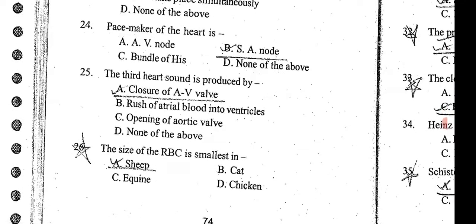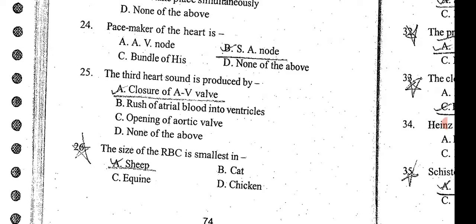The size of red blood cells is smallest in sheep. The option here is not goat, otherwise the goat may have the smallest size followed by the sheep. So the size of red blood cells is smallest in sheep, and largest in camel. The camel's red blood cell shape is also different.